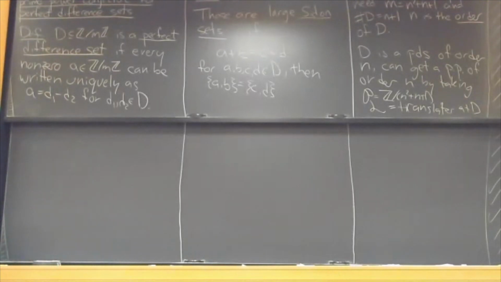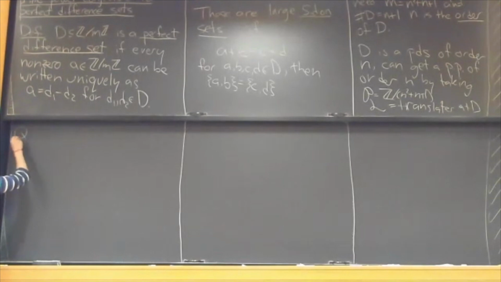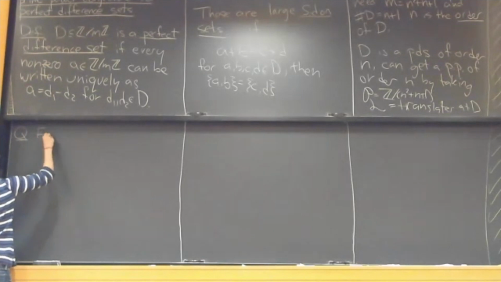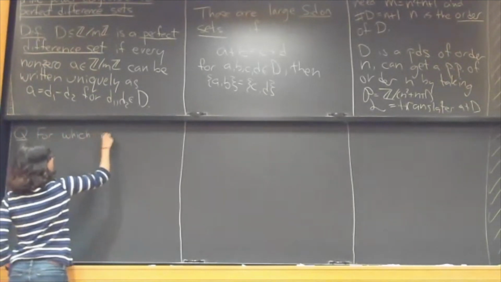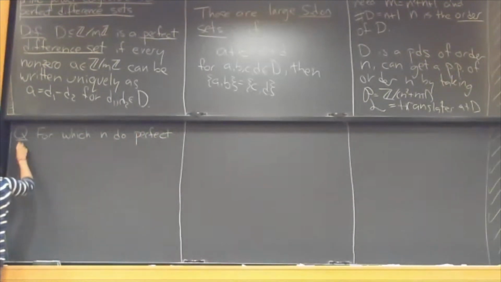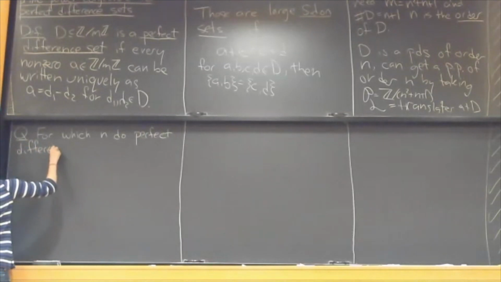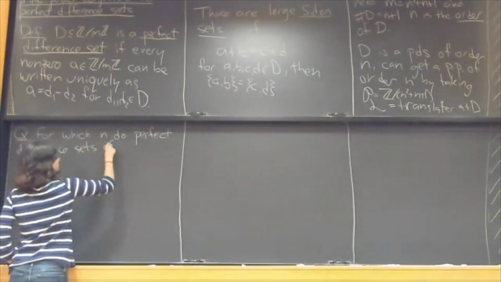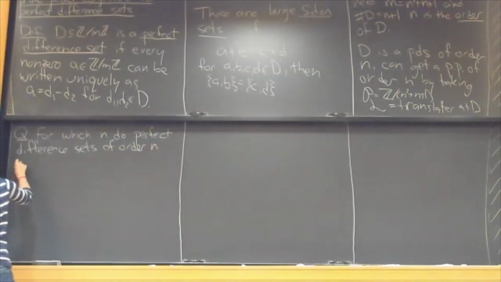Right, so in addition to us caring about these perfect difference sets in additive number theory, people in design theory and finite geometry, and also it turns out computer science, care a lot about them. So the fundamental question about them is, when do they exist? Let's say, for which n do perfect difference sets of order n exist?